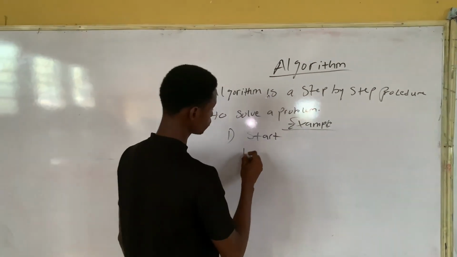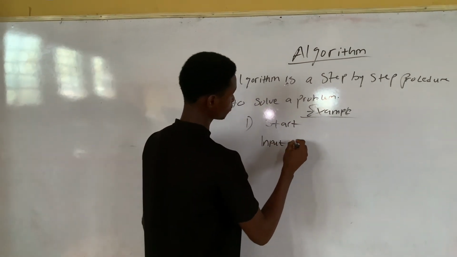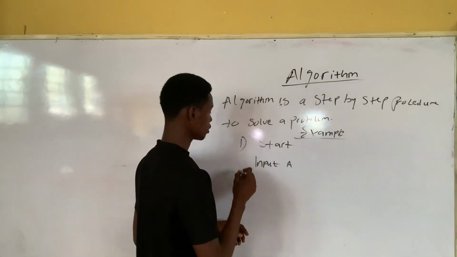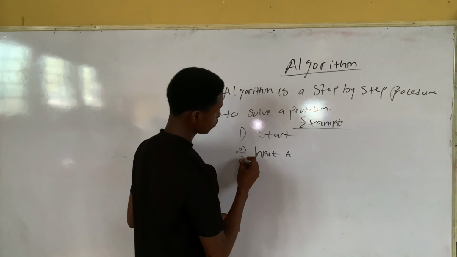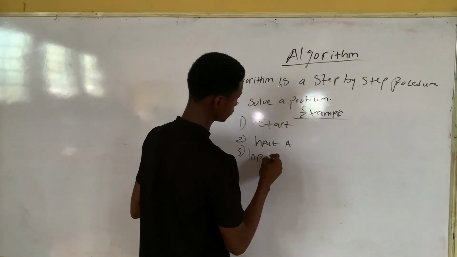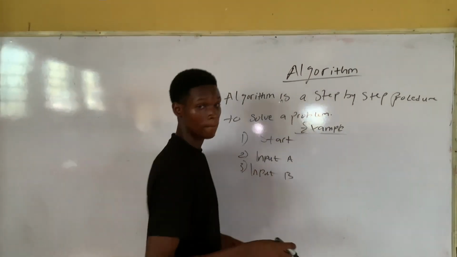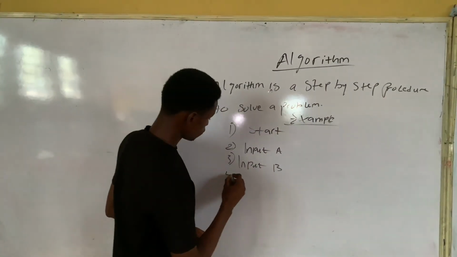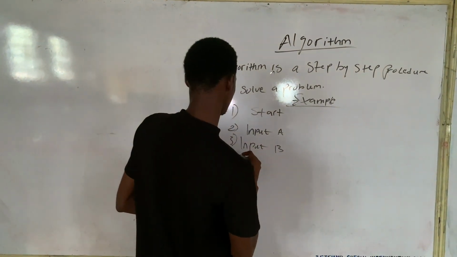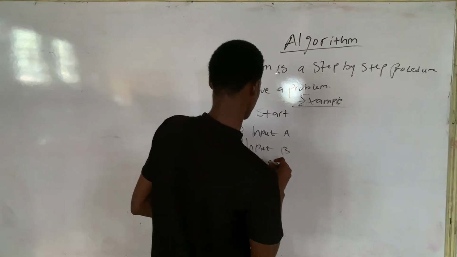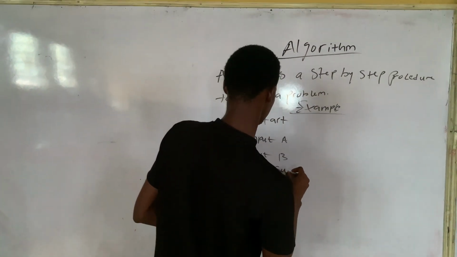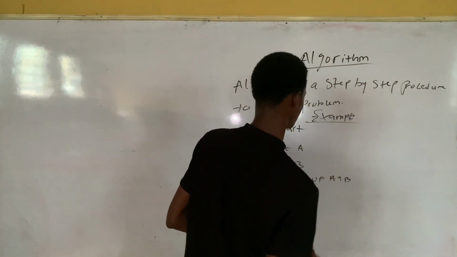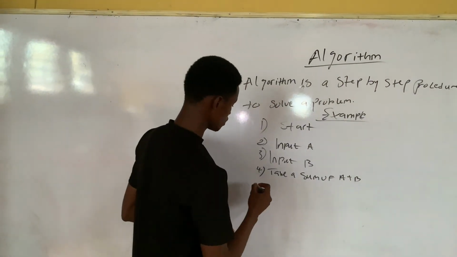So the next one we input A, which is our first number that we have to sum together. Then number 3, we input B, which is the second number we are adding together. Then number 4, we take a sum of A plus B. That will be the next step.